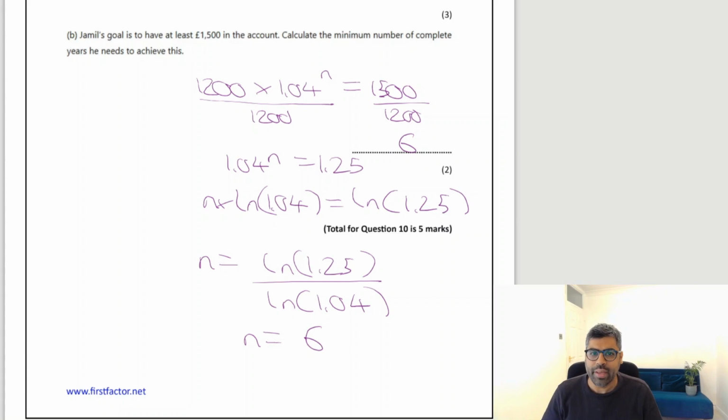Now, not all of you may know how to use the natural logarithm. I may create a video, and at some point in an exam, if you have to do this question and you don't know how to use it, just simply use trial and error. Keep changing the value of n. Start off with 1, then 2, then 3, then 4. It won't take you that long to get to a number, which in this case is 6, which will take you above the 1,500, and then that will be your answer.